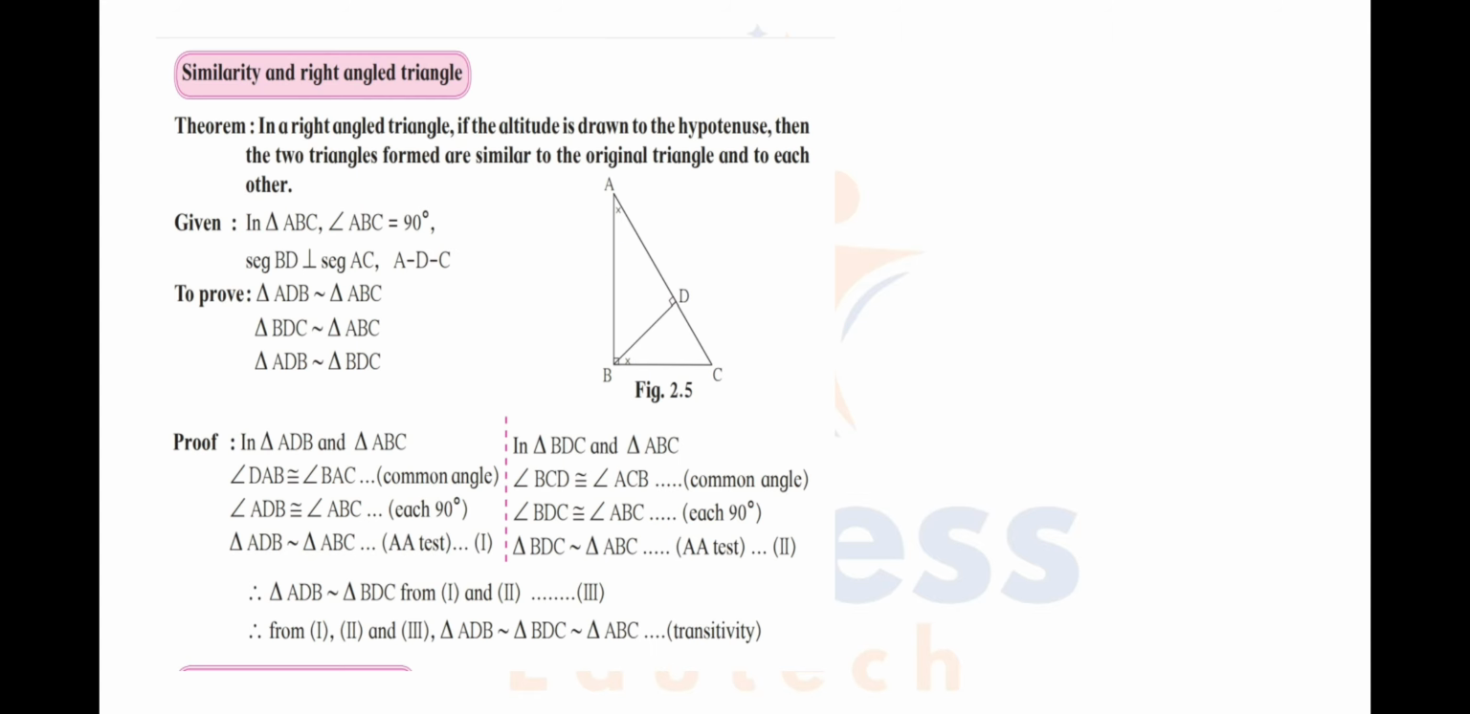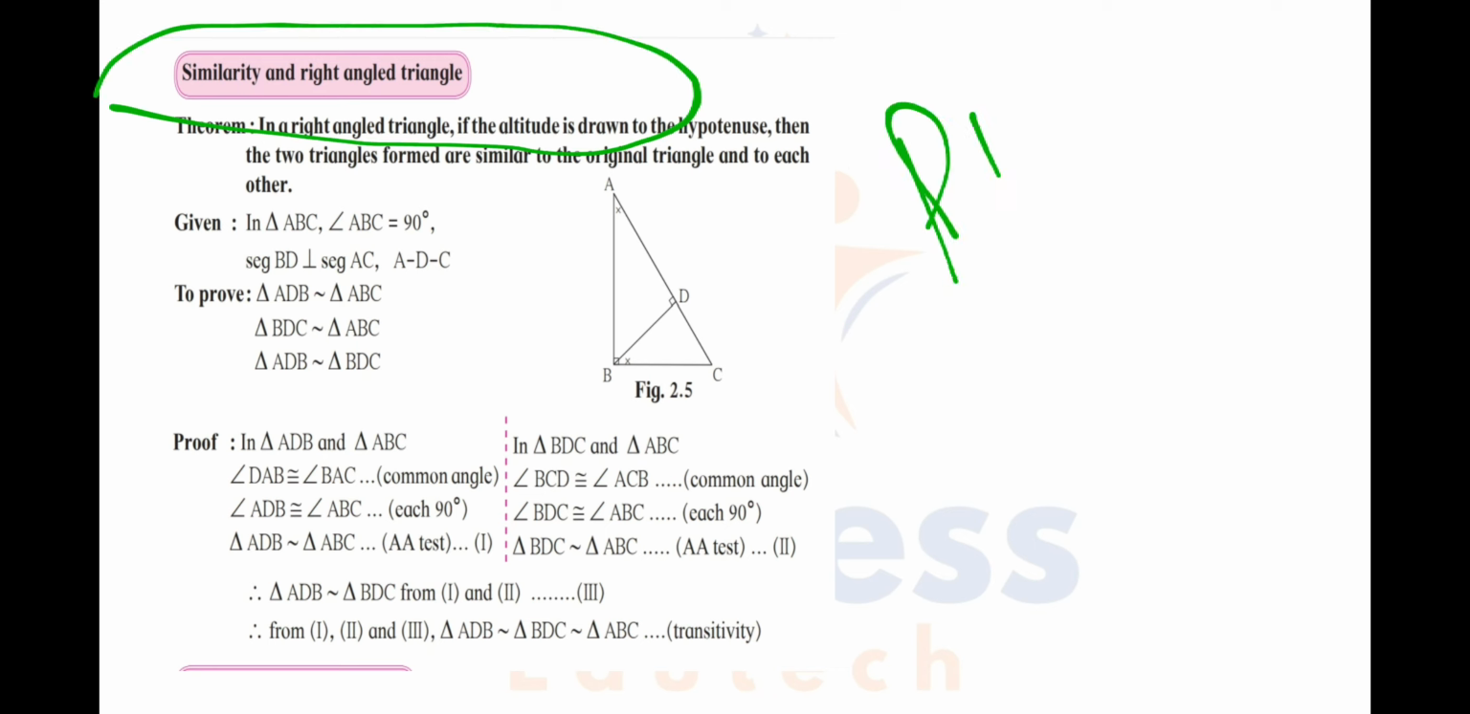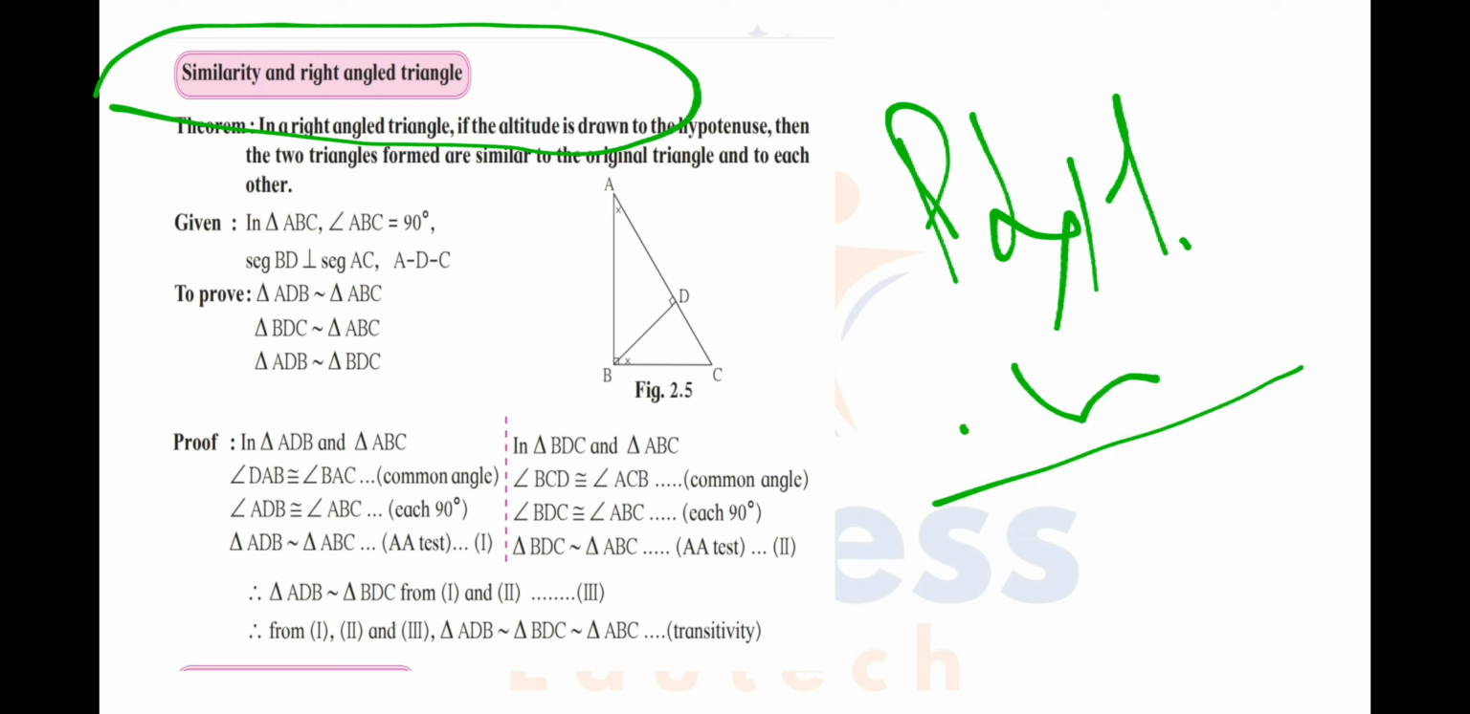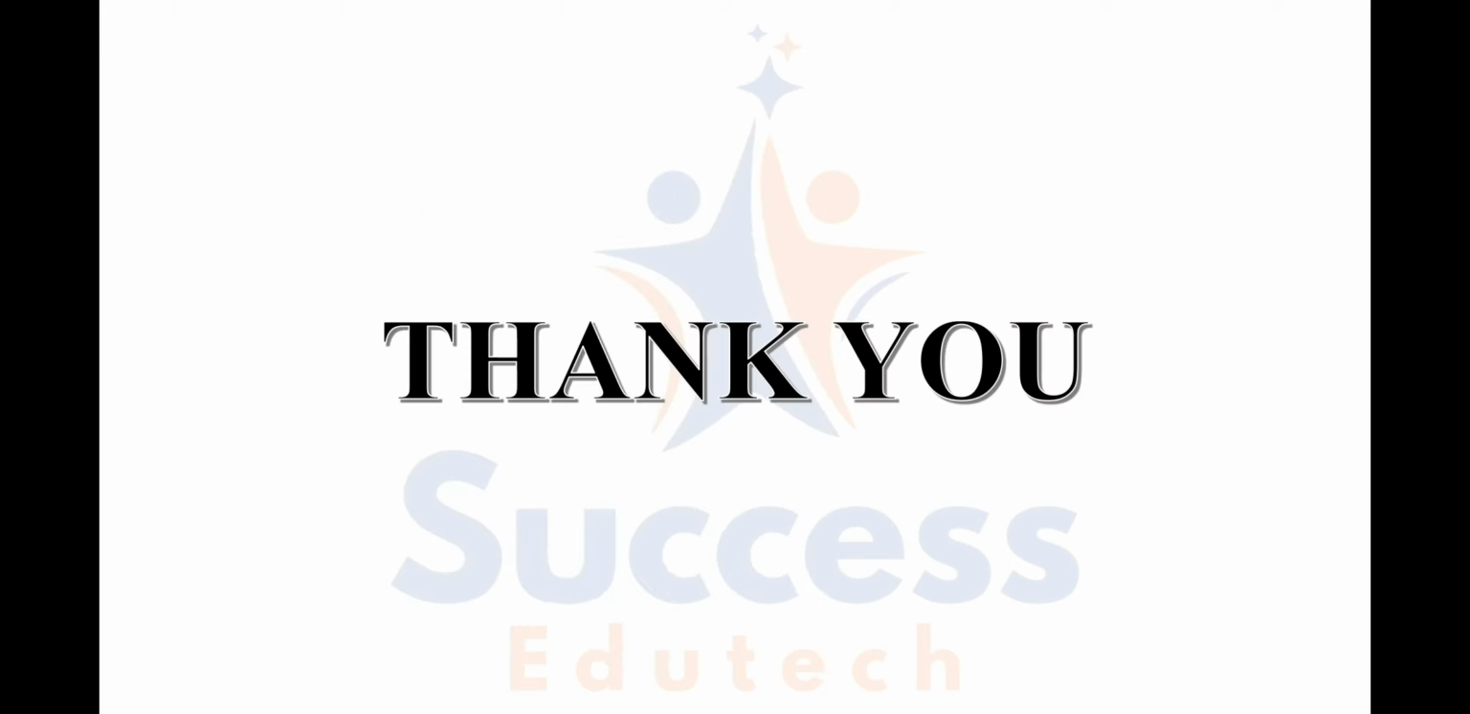So now in the next video we are uploading the next part of your chapter number 2. I hope all your doubts are clear regarding this topic, similarity of a right angle triangle, Pythagorean triplets, how to check numbers or how to make a combination of Pythagorean triplets, and what the Pythagoras theorem is. So thank you so much guys.